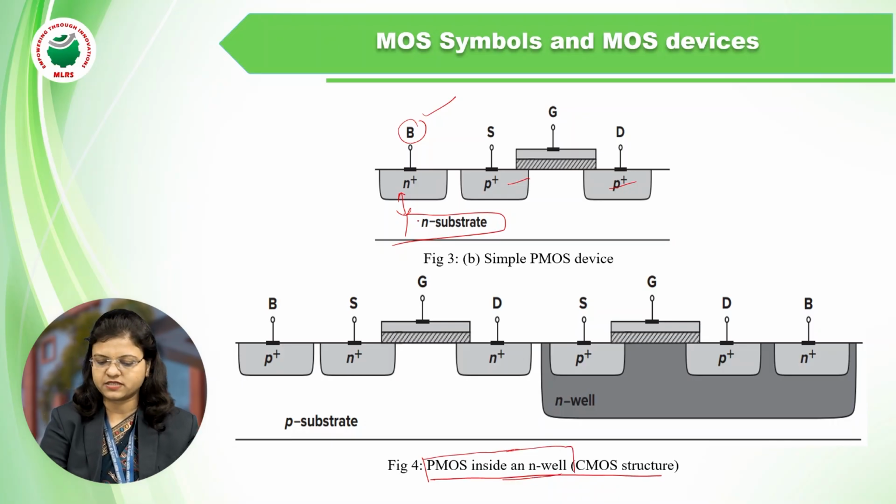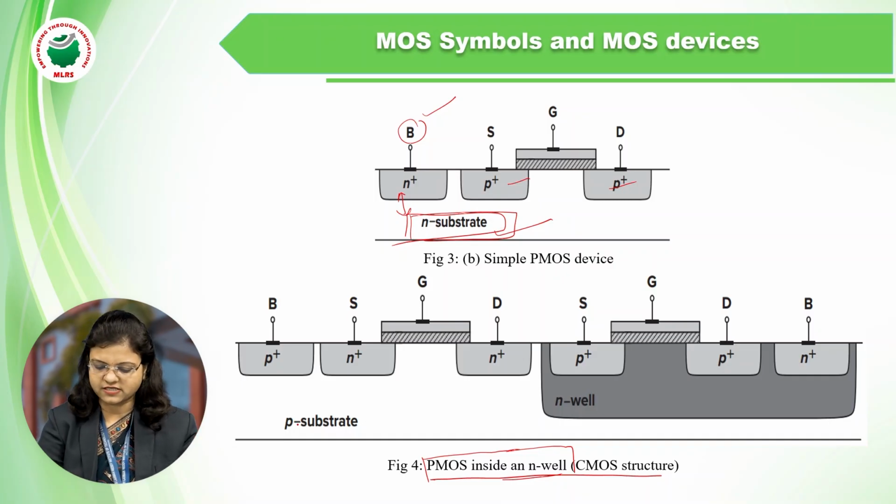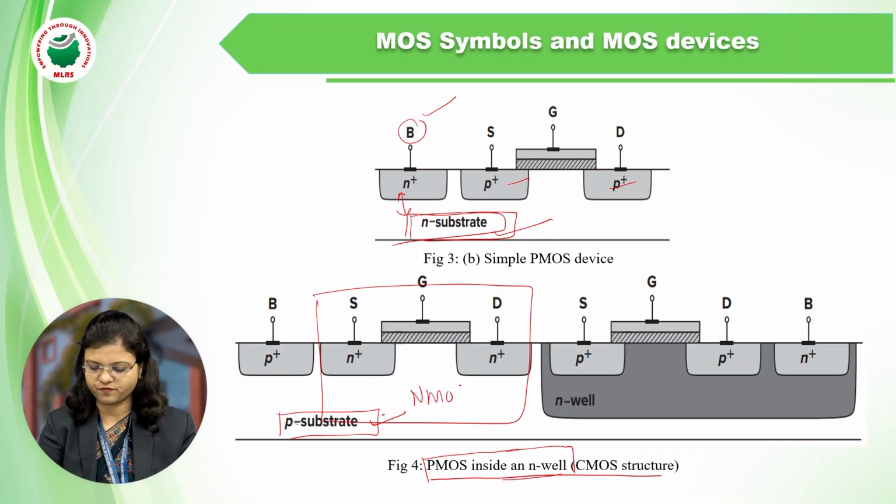For example, just look here. For PMOS we need an N-type substrate over here. So if we consider that the primary semiconductor or substrate is P type, then this is nothing but the N plus region. So here we can say that this is completely our NMOS.